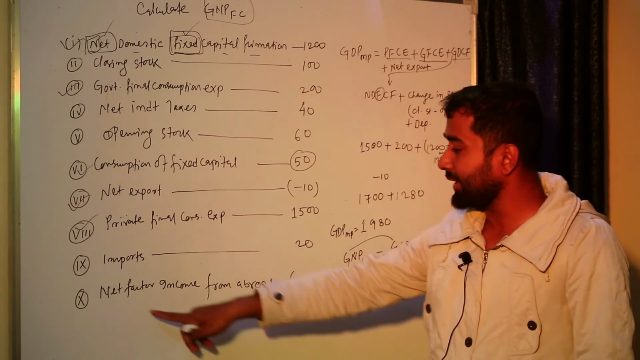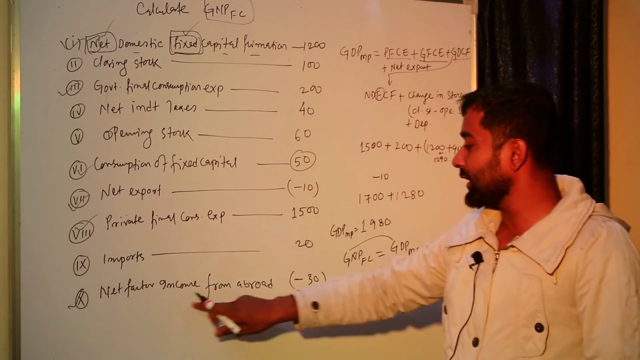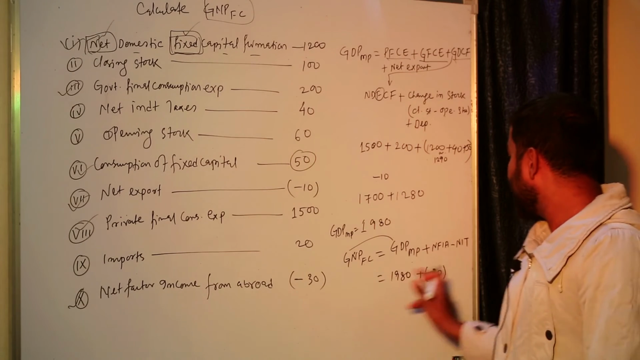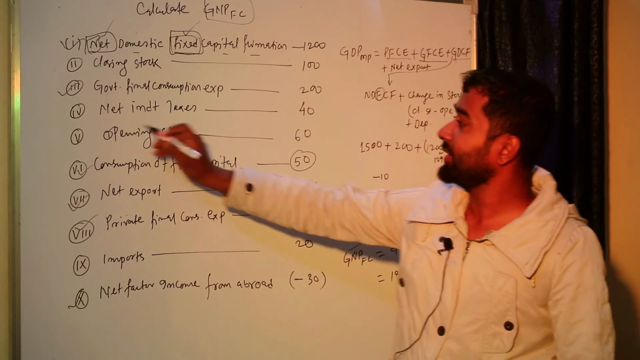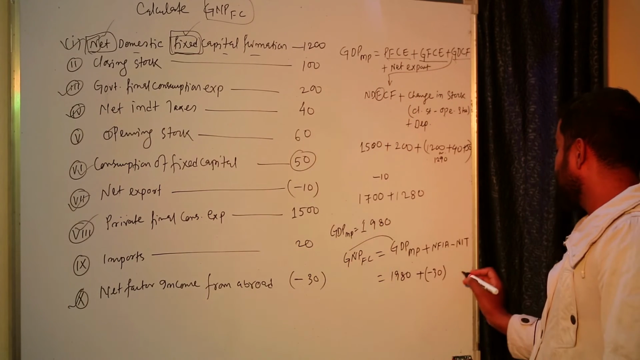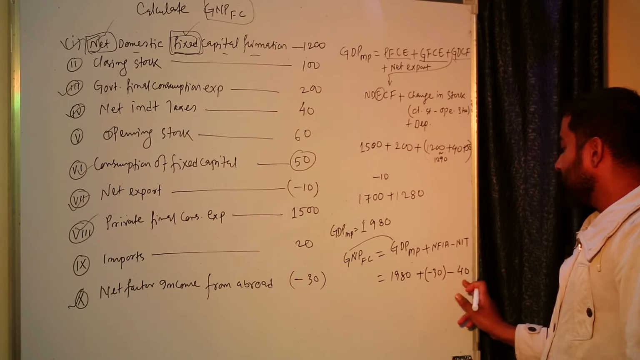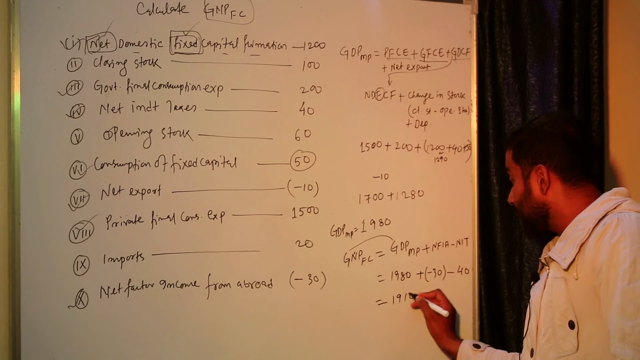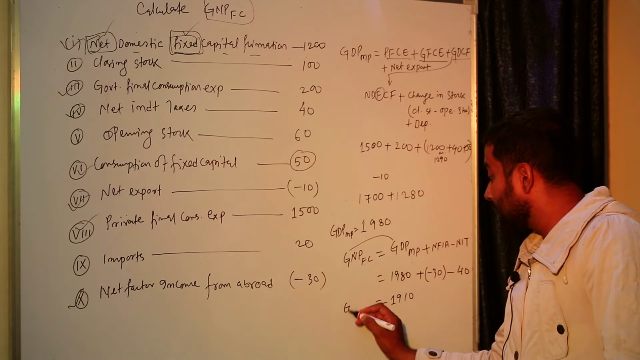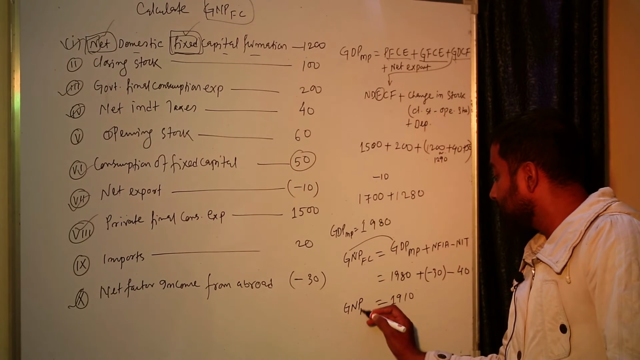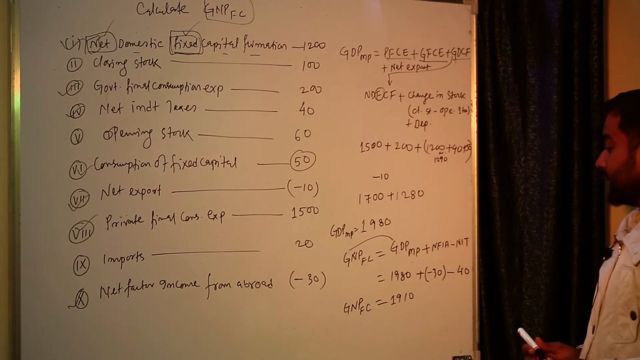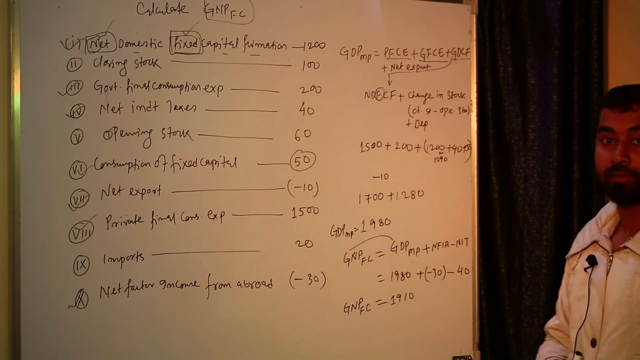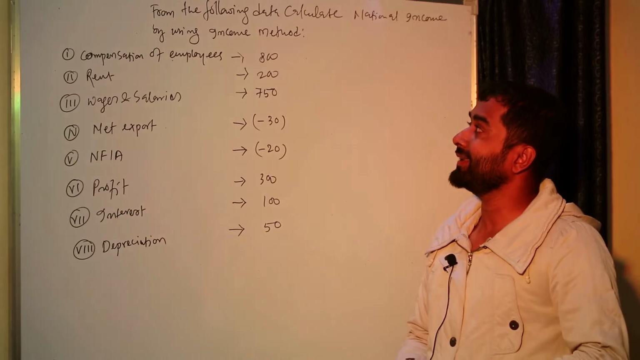Now find out here that GDPMP 1980 plus NFIA. NFIA was last given, point number 10, net factor income from abroad minus 30. So in bracket minus 30. And NIT, now find out that NIT was given. Yes, point number 4, 40. Minus 40. Indirectly, minus 70 you should do. That's it. Now 1910. Our problem has solved. GNP FC equal to 1910. I hope clear.